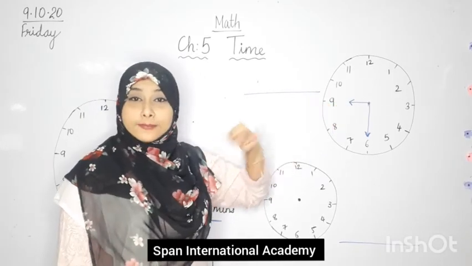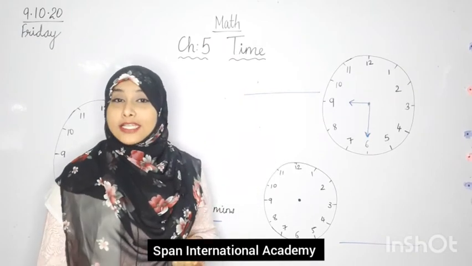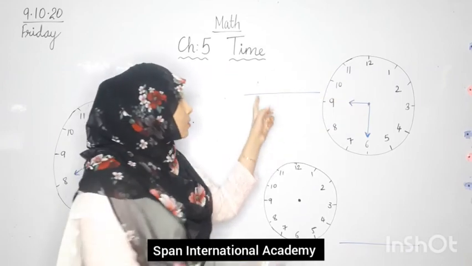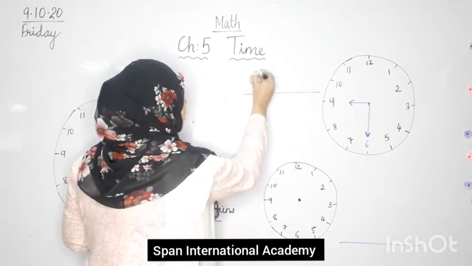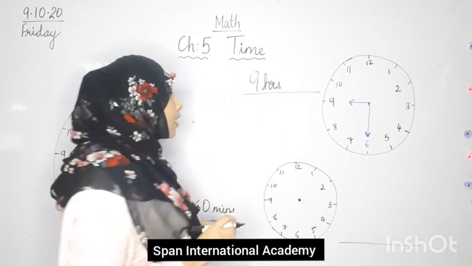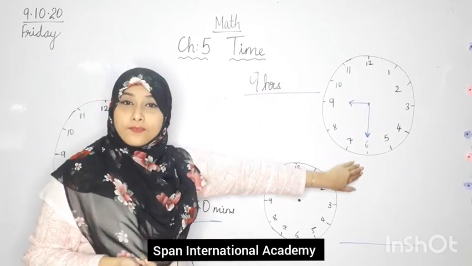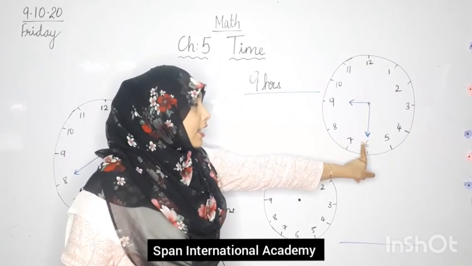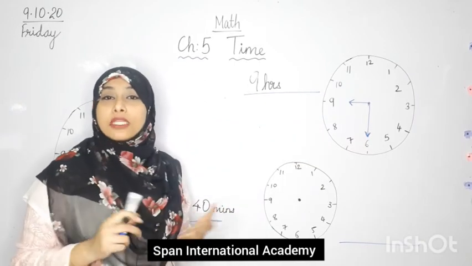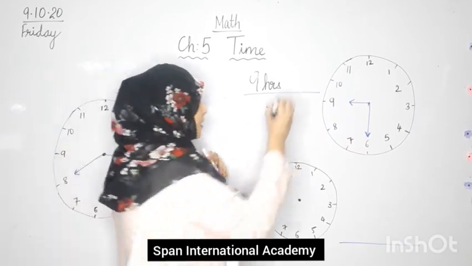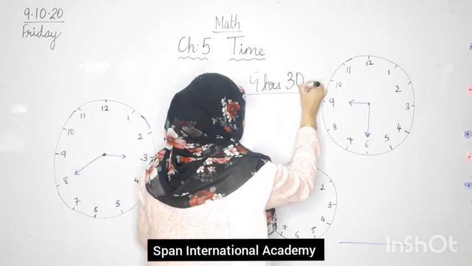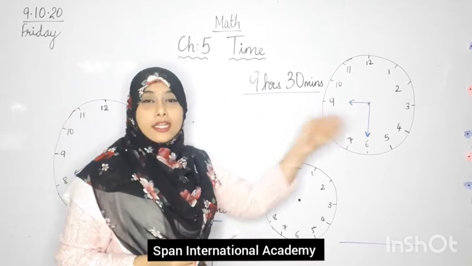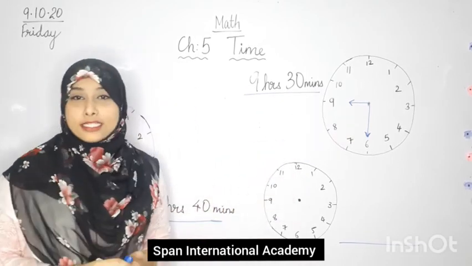Now we move here. Look at the time and tell me what is the time. The hour hand is on number 9. Yes, so that means it is 9 hours. And where is the minute hand? The long hand? It is on 6. And when the long minute hand is on 6, it means how many minutes have we covered? We have completed 30 minutes. So the time is 9 hours 30 minutes. Now we'll see the third time.